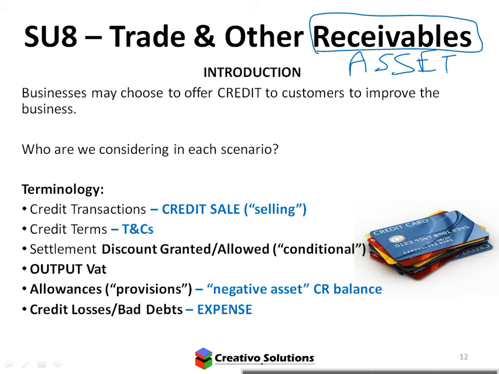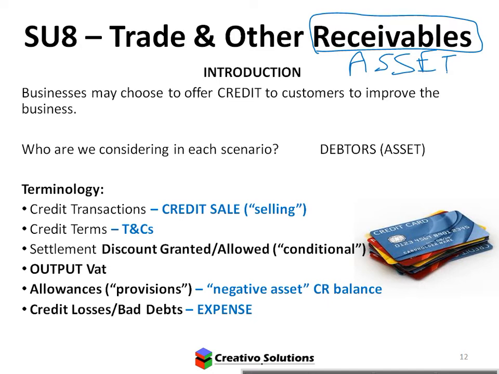So who are we considering in each scenario then? Trade and other receivables refers to debtors, exactly. The debtor is generally what you're going to be looking at here. You can have other receivables. We'll look at some adjustments later on: prepaid expenses, accrued income. Those come up later. Right now, we're just looking at trade and other receivables.